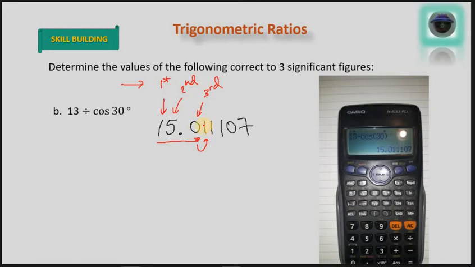If this digit were 5 or more, we would add a 1 to the digit in the third significant position. Given that it's less than 5, we will leave 0 as 0. So our answer is 15.0, and so this is our answer, corrected to 3 significant figures. By the way, zeros at the end of a decimal are significant. Keep that in mind.